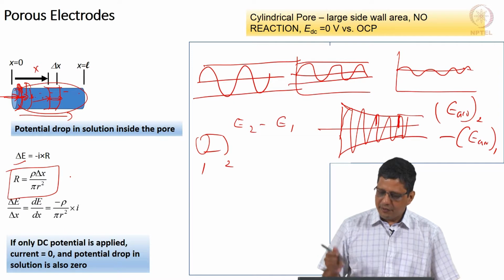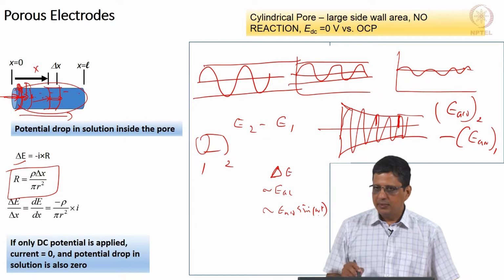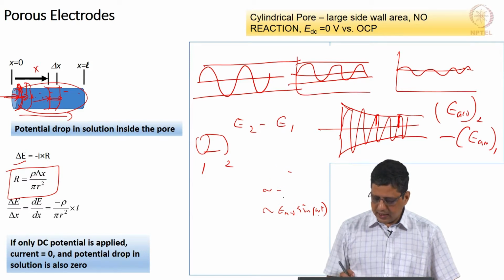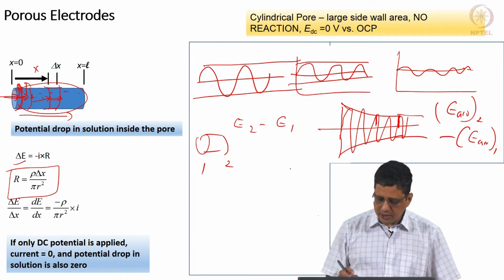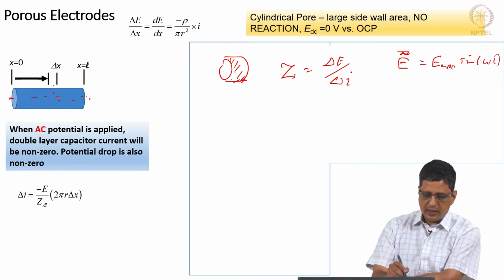This is not EAC. Earlier we would have taken del E as EAC, equal to EAC 0 sin omega t. That is not the del E that is used here; the notation is different and has to be interpreted a little differently. So, this del E is the dependence of the amplitude with respect to the location x.